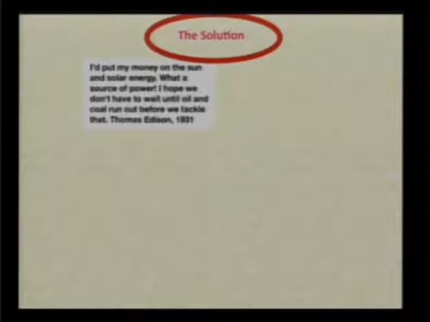Well, this amazing quote from Thomas Edison. I don't know whether everybody knows who Thomas Edison was. He's the inventor of the light bulb, and I think he also invented the telephone. So just read what he says about solar power. He hoped we don't have to wait until oil and coal run out before we tackle the problem. Well, we're about to run out of oil and coal, so it's time to wake up.